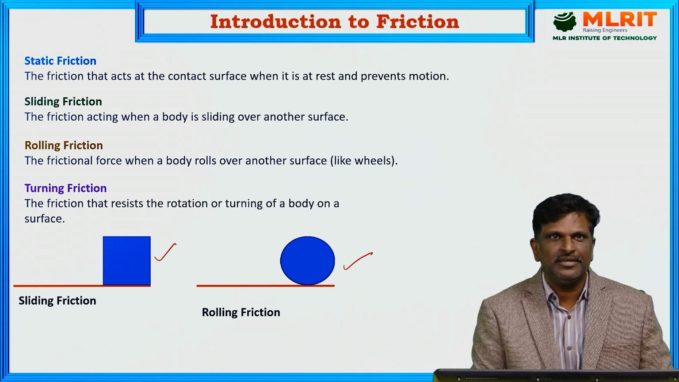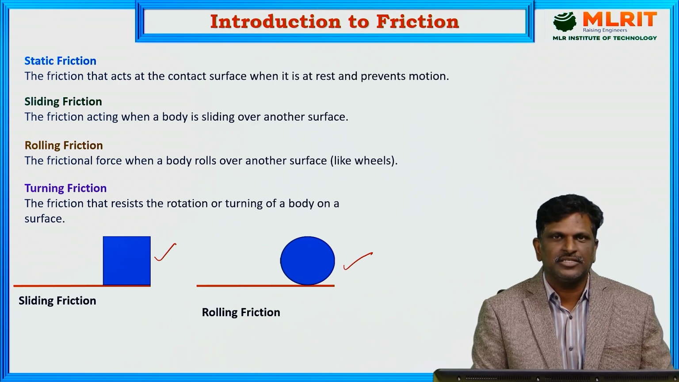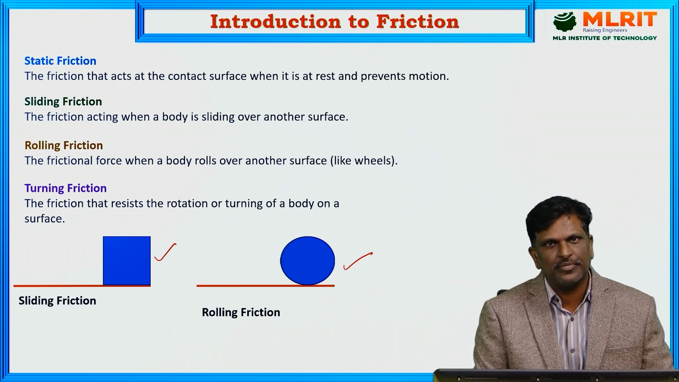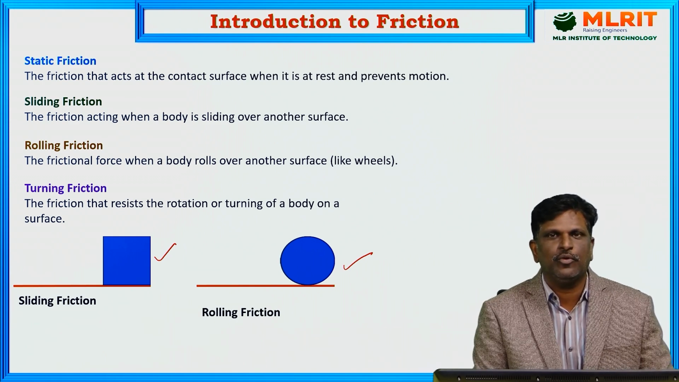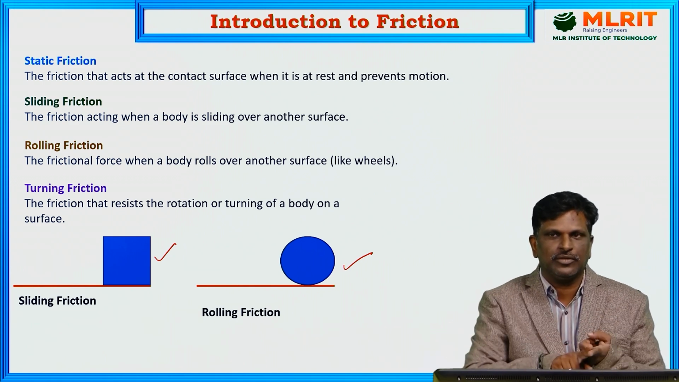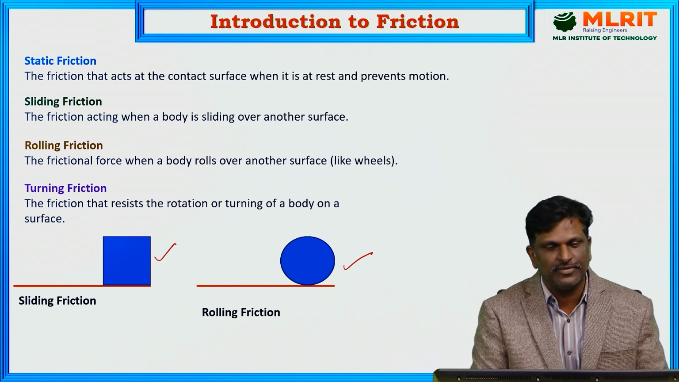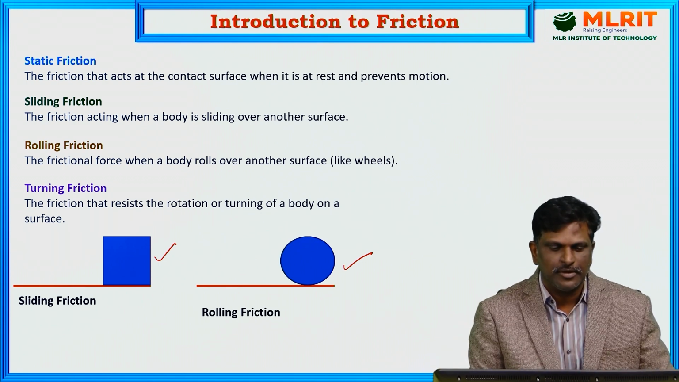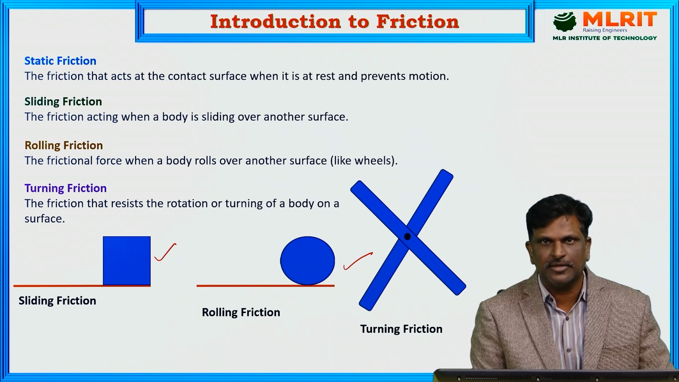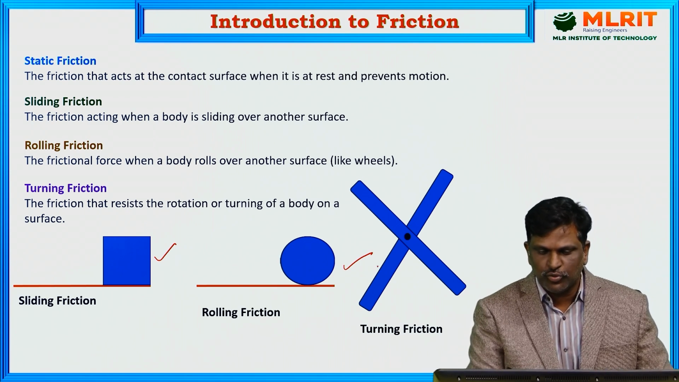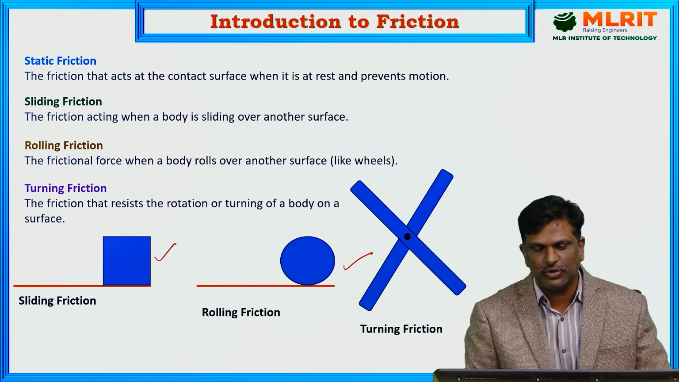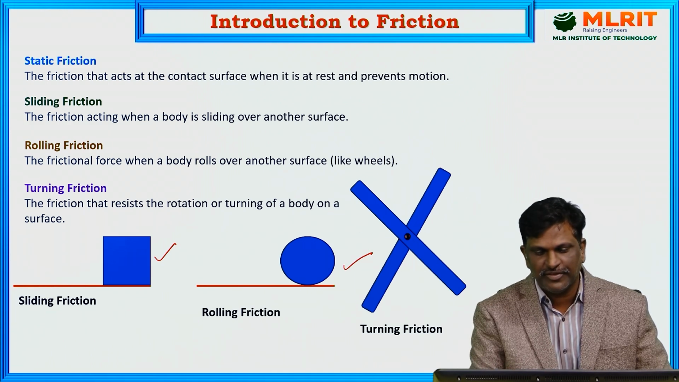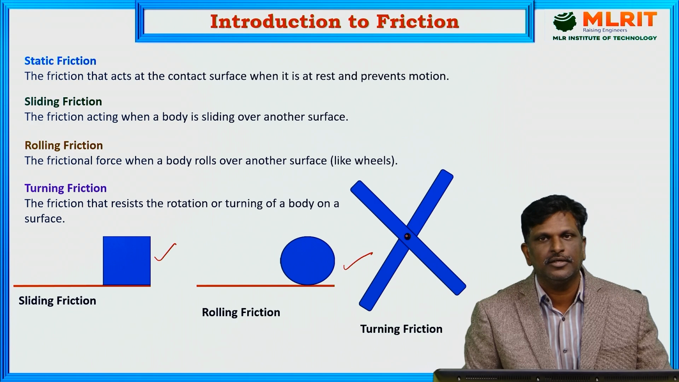The friction that exists when the body is turning relative to another body is called turning friction. When a body is turning over another is called turning friction. Here is an example. Here two bodies are pivoted at center. One body is trying to turn. The friction between the two bodies is called turning friction.